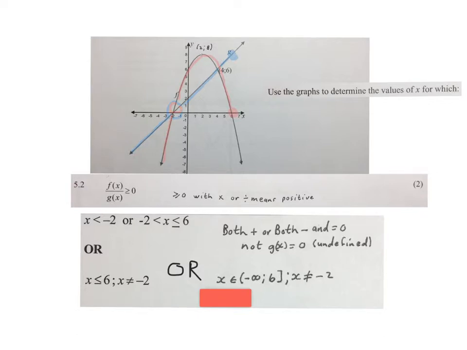So any one of these 3 ways of answering it is allowed. So you can say it's all the x values left of -2, then all the x values from -2 to 6, so the -2 is excluded. Or you can say all the x values left and equal to 6, excluding the -2. Or in interval notation, x is from -infinity up to 6, x is not allowed to be -2. Stop video and get your brain around this.